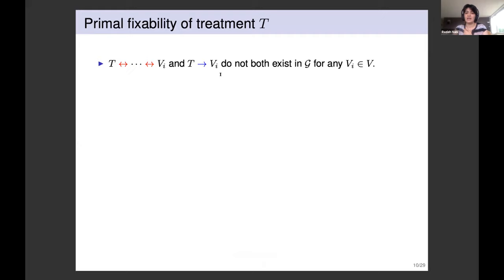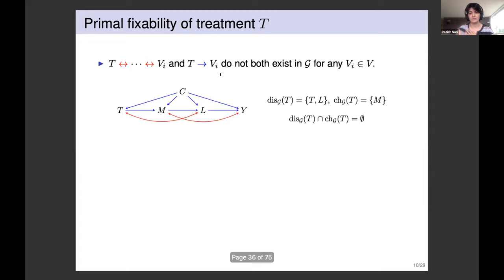If you think about it, there are a lot of interesting special cases. For example, in DAGs, the district of each variable is the variable itself. So the treatment, for example, in a DAG is not going to have any intersection with the children. So in some sense, DAGs are a special case of ADMGs where the treatment is primal fixable. The front-door is again a special case of this subclass, and this is another example where the treatment is going to be primal fixable. Why?